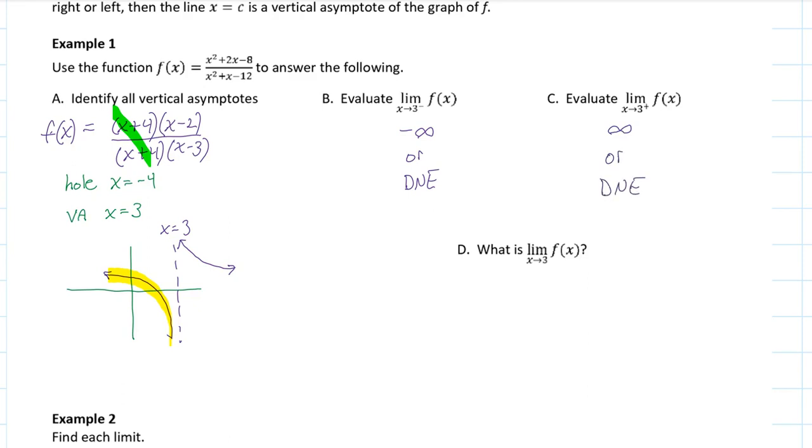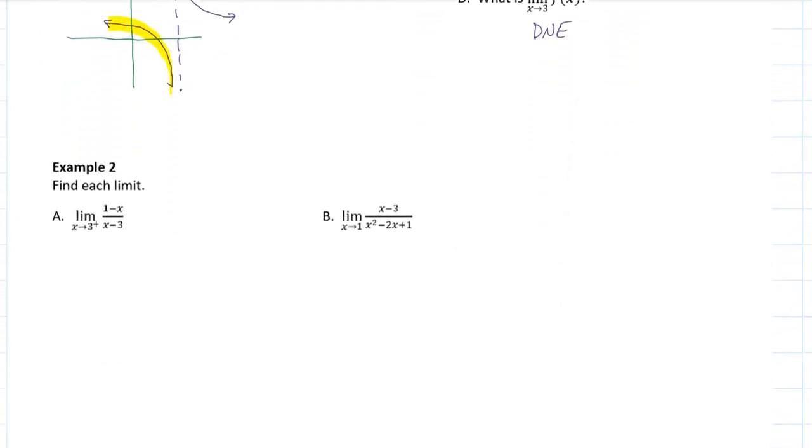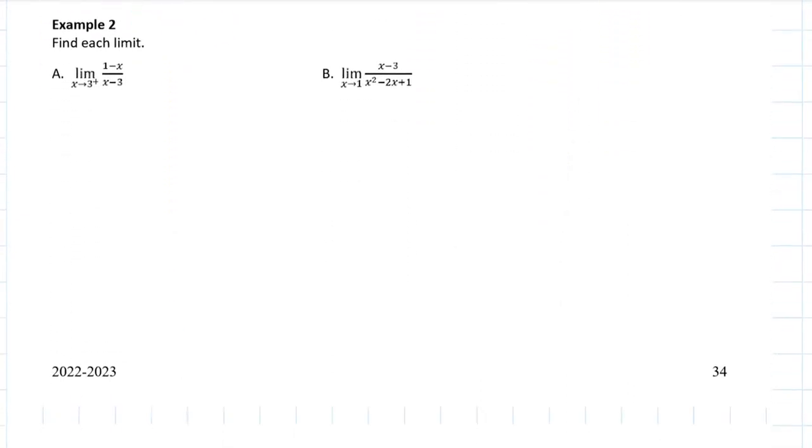So what is the limit as x approaches 3? Well, remember, a limit is a y value. It's a number, so we would have to say that this limit does not exist. So that's one way to look at a vertical asymptote and a limit when you have a vertical asymptote. Take a look at this next one. Same type of situation.